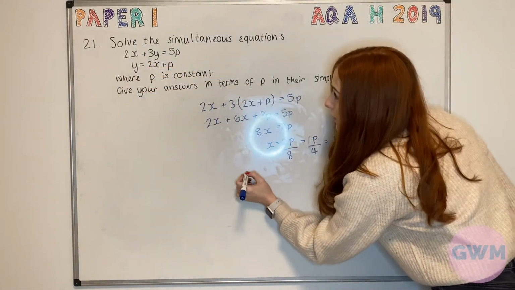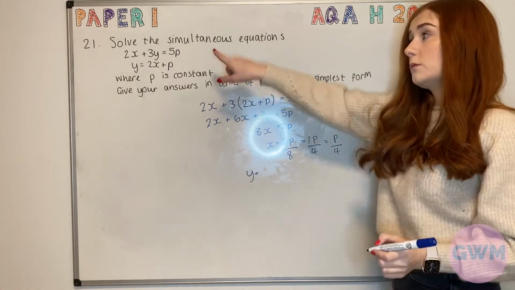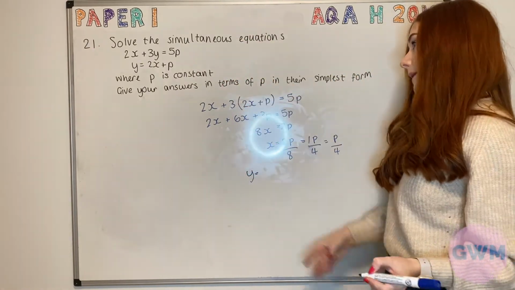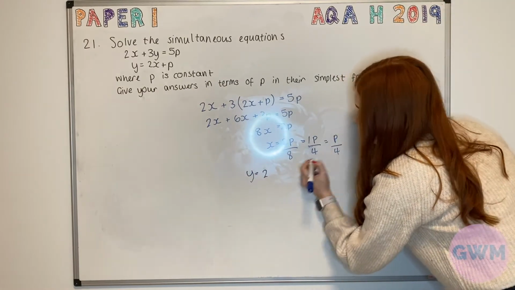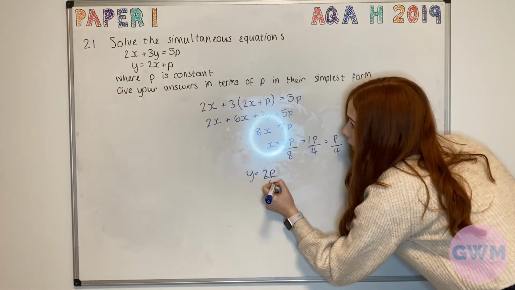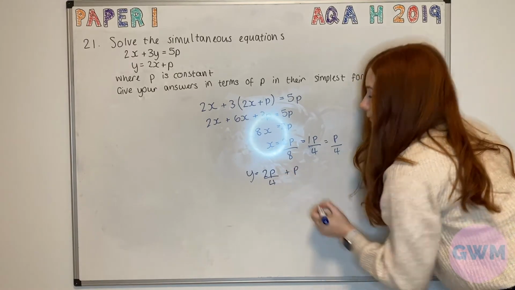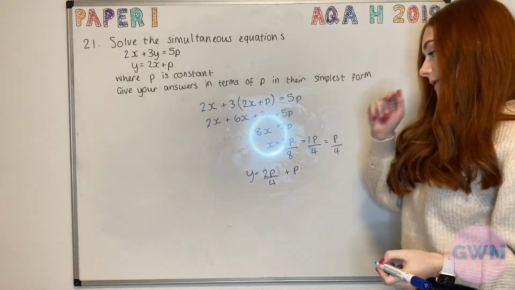Now we've got x, we can plug that into this equation to get us y. So we use that equation because it's the simplest, but you can plug it into the top one and you would still get the same answer. So 2x, it's 2 times this one we just got here, which is p over 4, plus p. So now we need to solve this to get y.